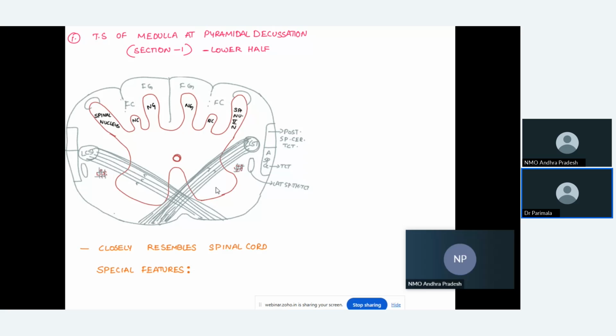First 5 segments of spinal cord, C1 to C5. Okay, so just above the C1, we are here at just above the C1, first segment of spinal cord. So here we will be seeing spinal axillary nucleus and C1 nucleus. So those two are present here. So this is about the gray matter.